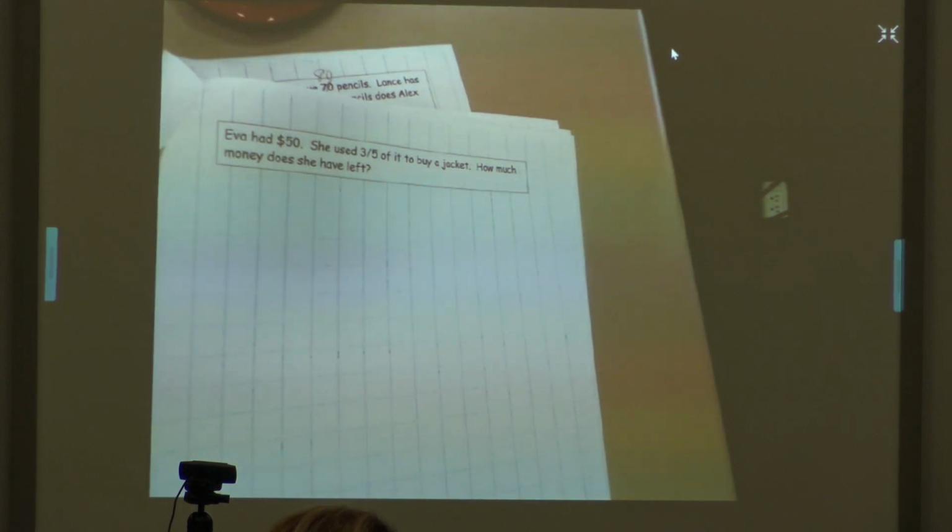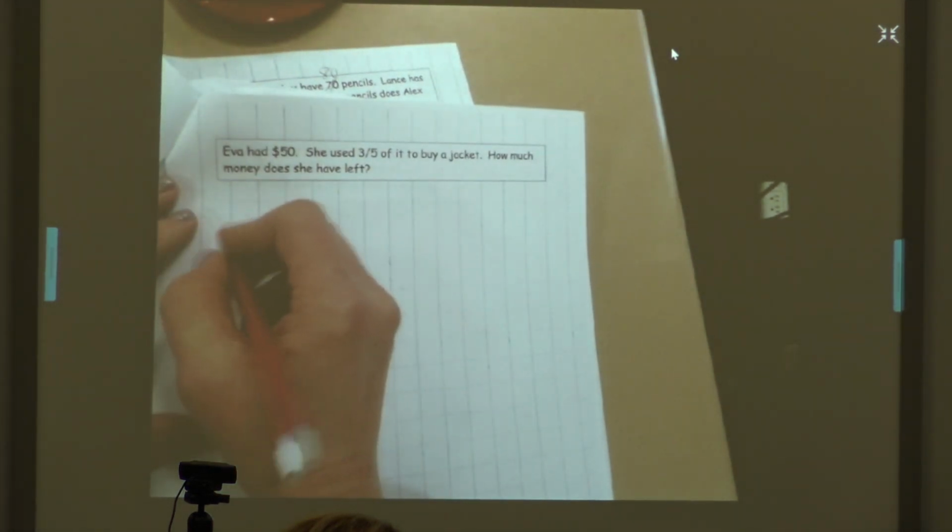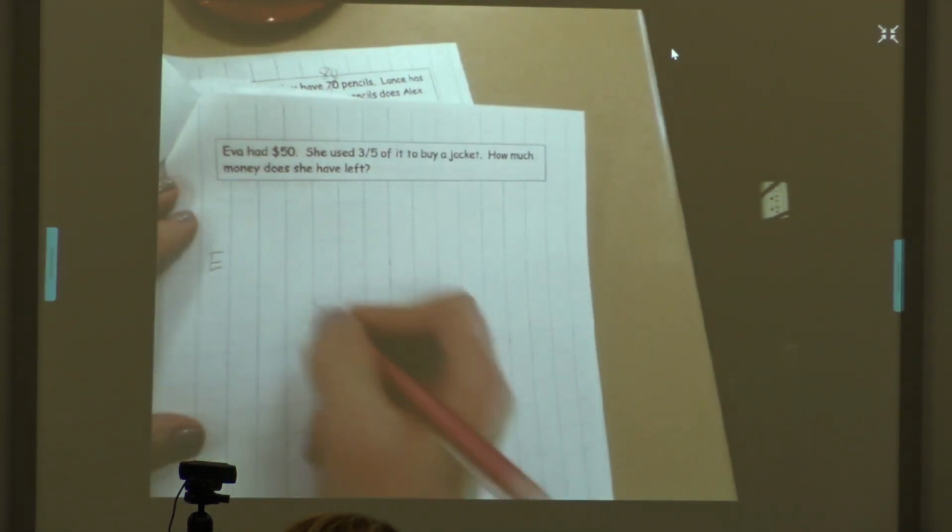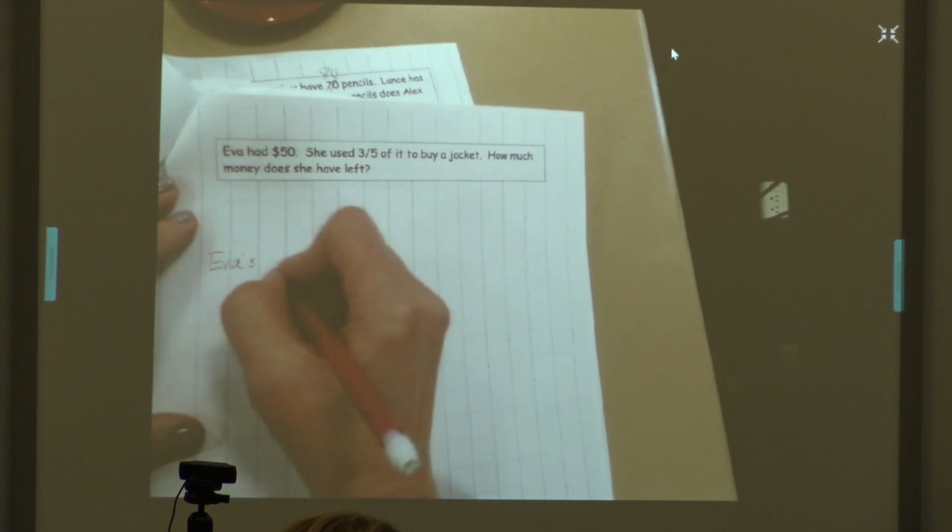So a lot of us, I know I was just taught the algorithm. You multiply the numerators and you multiply the denominators. But in this case, students don't have an understanding of multiplication of fractions. So how can we use a bar model as a powerful tool to actually solve this? So I'm going to start the same way as I always start. I read the problem. I'm now the who and what. So I know there's only one who. So it's Eva's money.